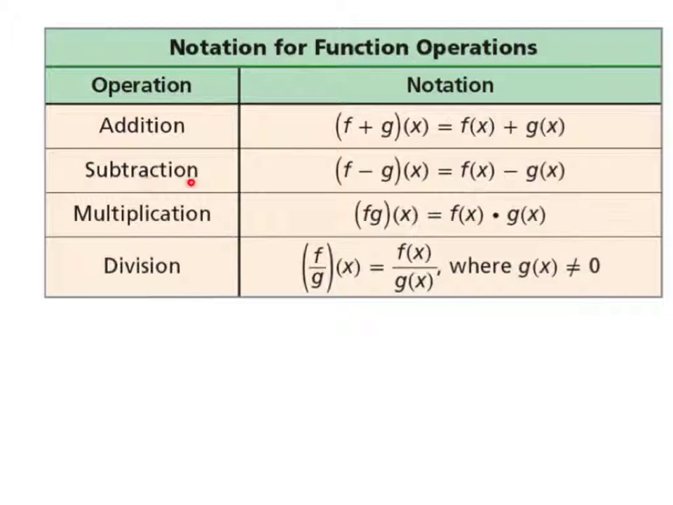Now, subtraction is going to look like this. The f minus g of x simply means I'm going to take the f function and subtract the g function from it. For multiplication, it looks like this, f times g of x, which means I'm going to take the f function and multiply it by the g function. And for division, of course, it looks like this, f over g of x, which is equal to the f of x function divided by the g of x function. Now, there is a restriction that will occur, but we're not going to focus necessarily on that in this lesson.